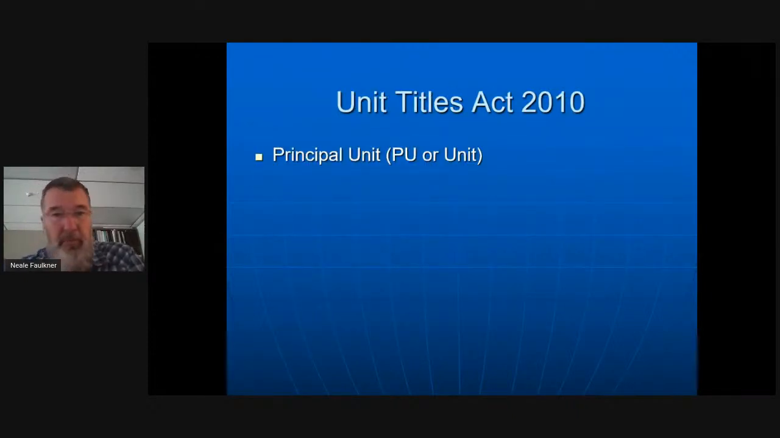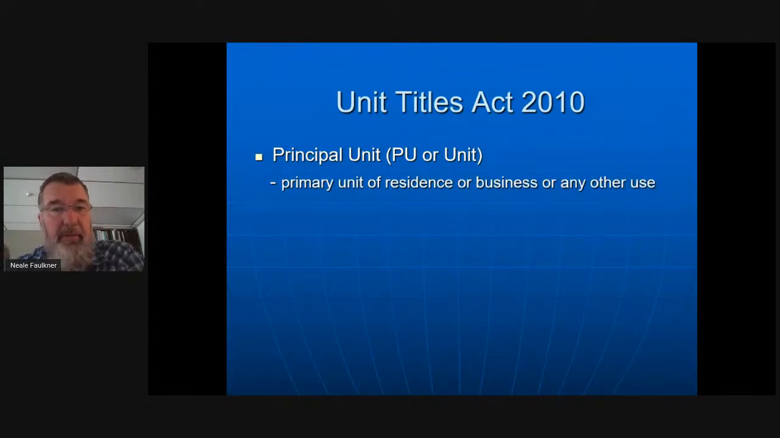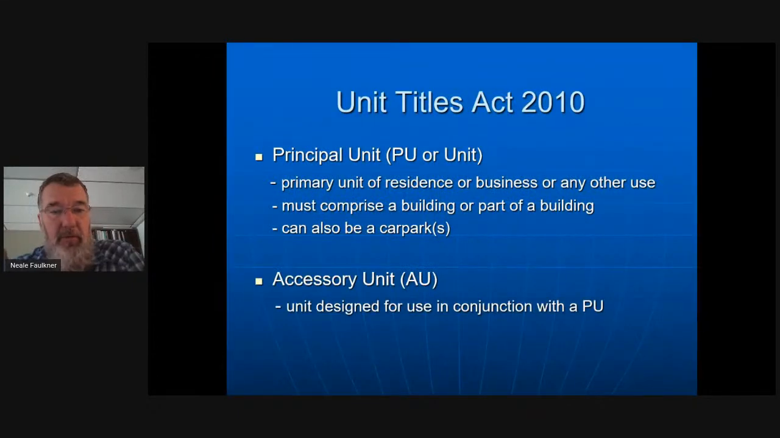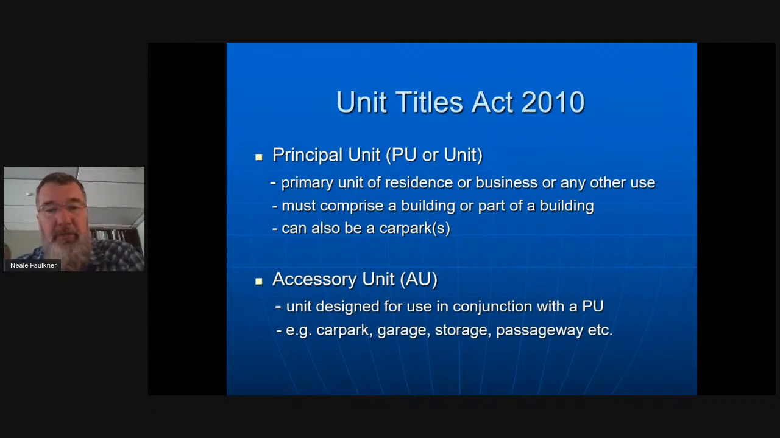So what's a principal unit? It's the primary unit of residence or business or any other use. It must comprise a building or be part of a building. It can also be a car park. So you can have principal unit car parking spaces that don't have any buildings in them. Accessory units are units designed for use in conjunction with the principal unit, e.g. a car park, a garage, storage, passageway, etc.